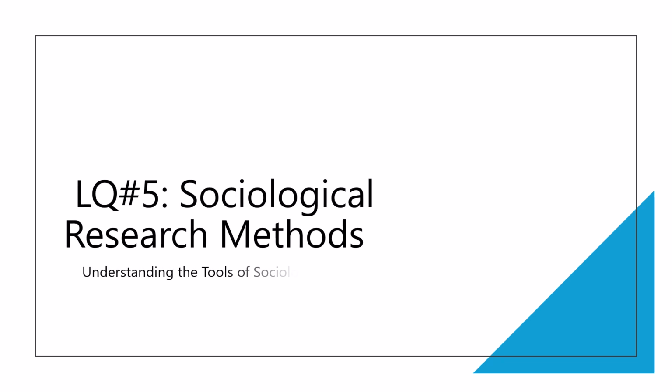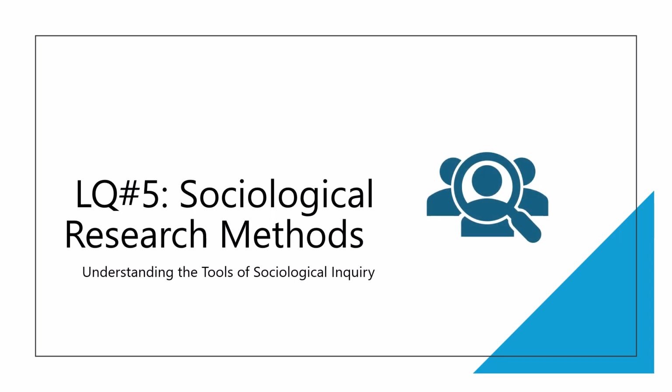Lecture quiz number 5 is investigating sociological research methods so we can better understand the tools of sociological inquiry. After this lecture, you should be able to differentiate between the 4 different kinds of research methods and explain the appropriateness of specific research approaches.